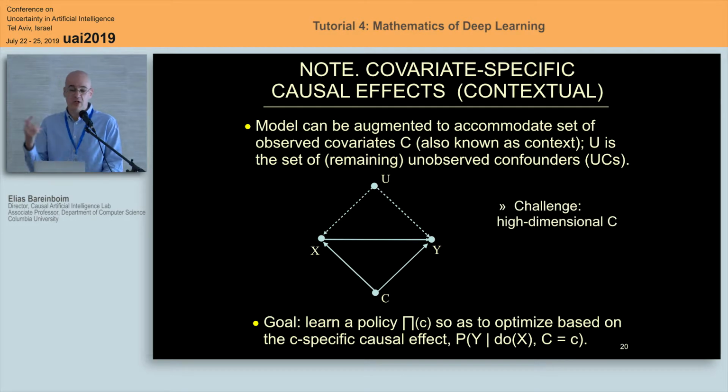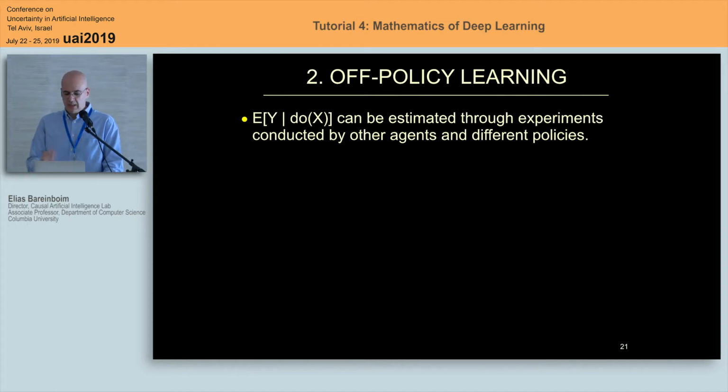Huge challenge here, because when C is high dimensional, it starts getting hard to get samples from this distribution, even in the online way, even if you have the possibility of doing the intervention. Then there is a lot of work around that.